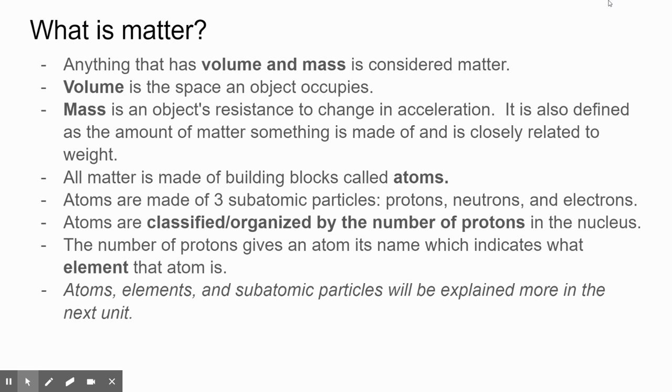We're going to discuss atoms, elements, subatomic particles, protons, neutrons, electrons, a lot more in depth in the next unit. In this unit, we're only concerned about things that are atoms or larger. Atoms are combinations of atoms.